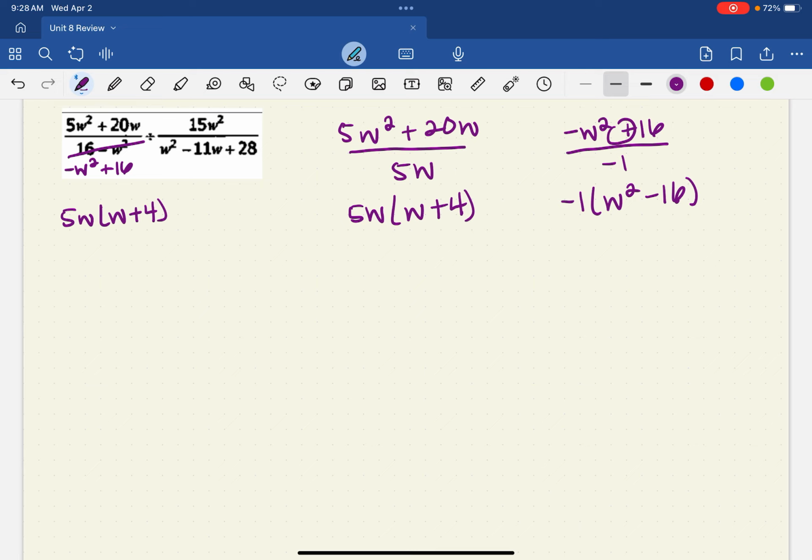So now that I have a difference of squares, I've got an even exponent and a minus sign, and I can take the square root of 16. It's negative 1, w plus 4, w minus 4. Don't forget the negative 1.